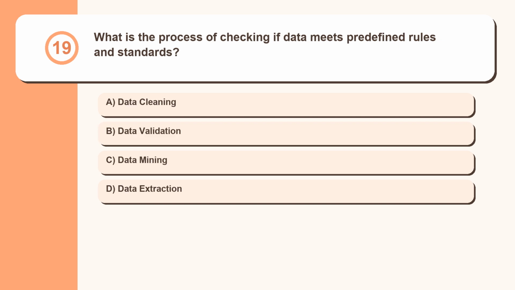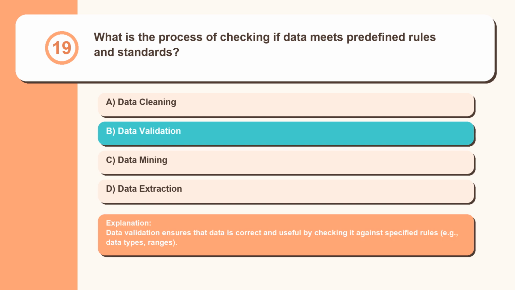Question 19. What is the process of checking if data meets predefined rules and standards? Data cleaning, data validation, data mining, data extraction. Data validation ensures that data is correct and useful by checking it against specified rules, for example, data types and ranges.